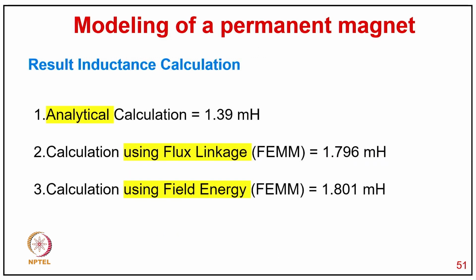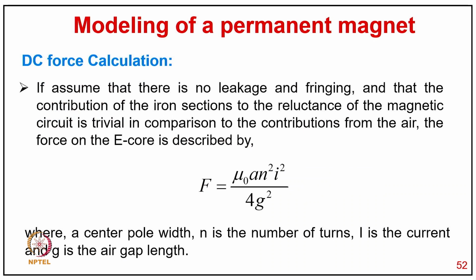The results of inductance are: first, the analytical calculation gives 1.3 millihenry. The calculation using flux linkage FEM gives 1.796 millihenry. And the calculation using field energy gives 1.801 millihenry.